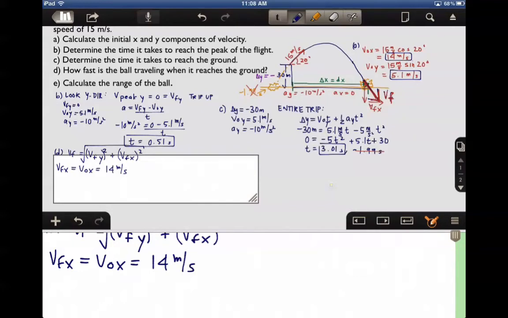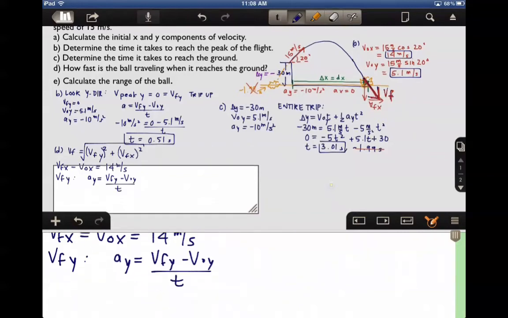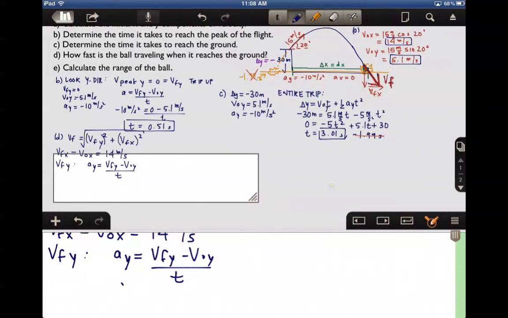I do need to figure out V final Y. That involves a calculation, but I'm going to find it using the acceleration formula. And I know all these values. In this problem, V final Y is what I'm trying to find. I'm sorry, let's back that all up.